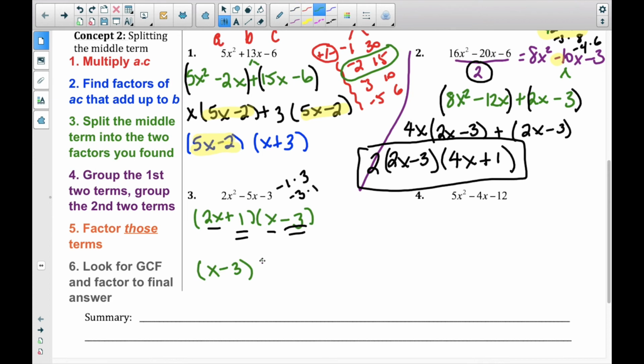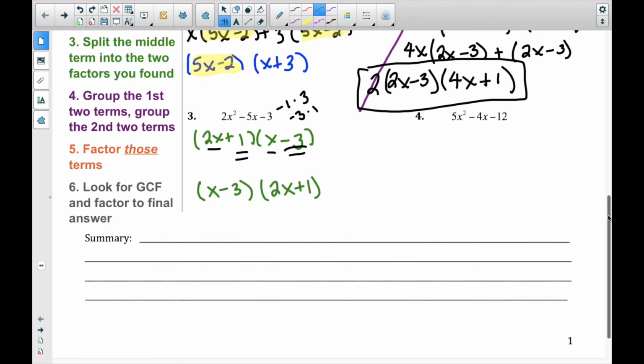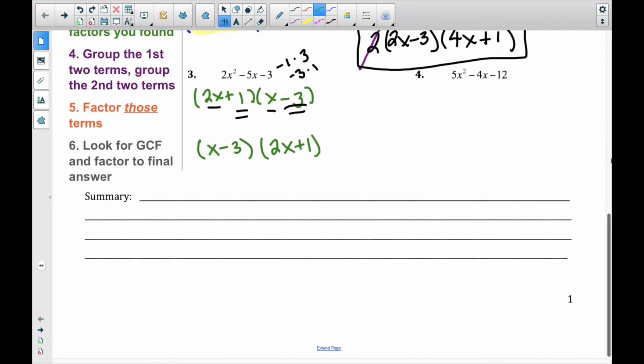That is, if you write it the other way, it would look like this. Both of these answers mean the exact same thing. Either one of them is correct. Both of them are correct. But for me, that was a guess and check. You might have done it the other way. Let's do the last problem.